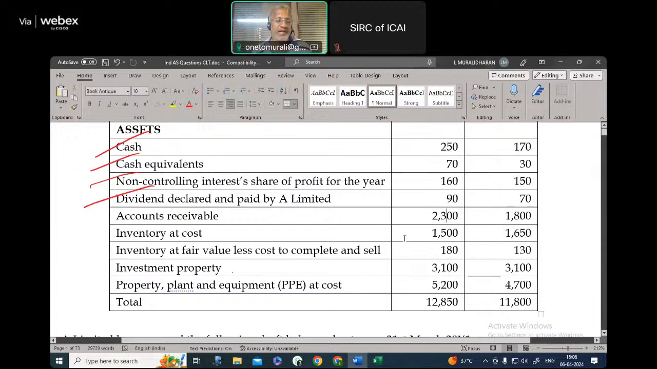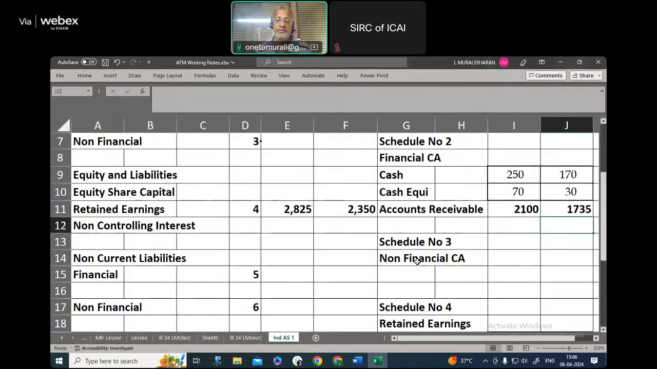So this item, inventory at cost and inventory at fair value less cost to sell, we will keep under non-financial. Inventory at cost. The next one, inventory at fair value less cost to sell.